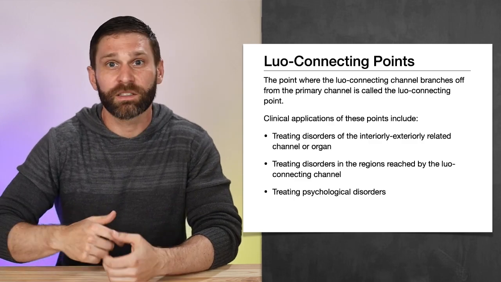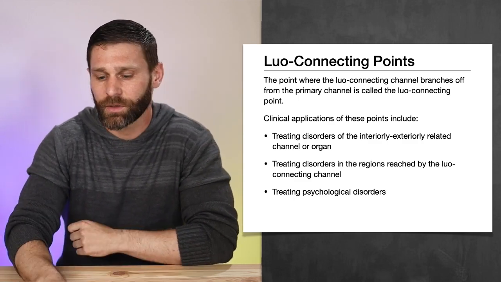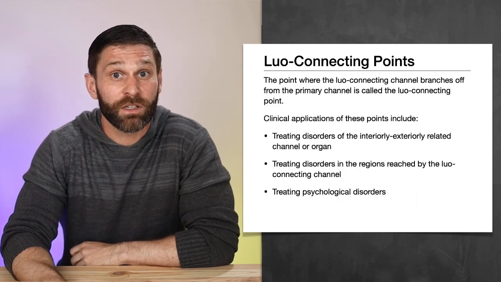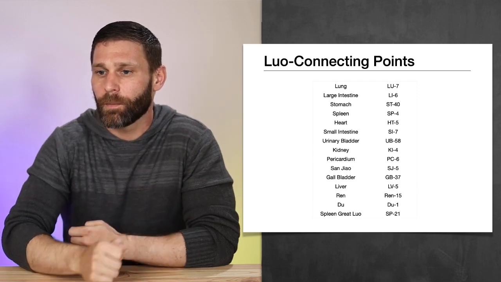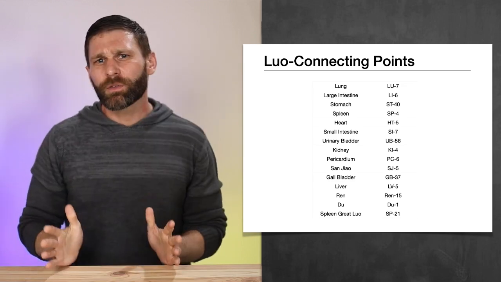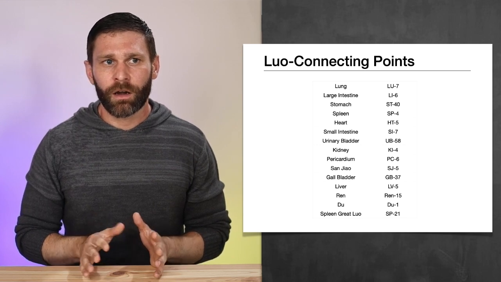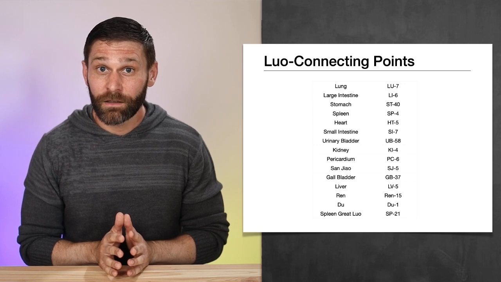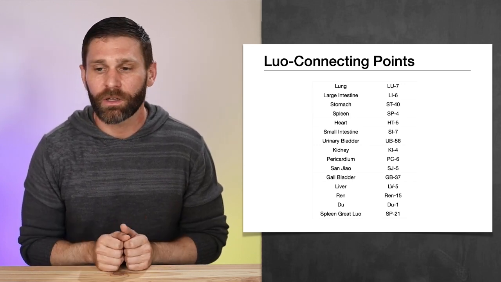When you look at Lung 7, does it treat certain mental, emotional problems? When you look at Liver 6, does it treat certain psychological disorders? So those are the functions of the Luo-Connecting points. So again, each of the 12 primary channels has a Luo-Connecting point. But if you remember, in the channel theory video, we talked about there being 12 primary channels and 15 Luo-Connecting channels, or 15 network vessels.